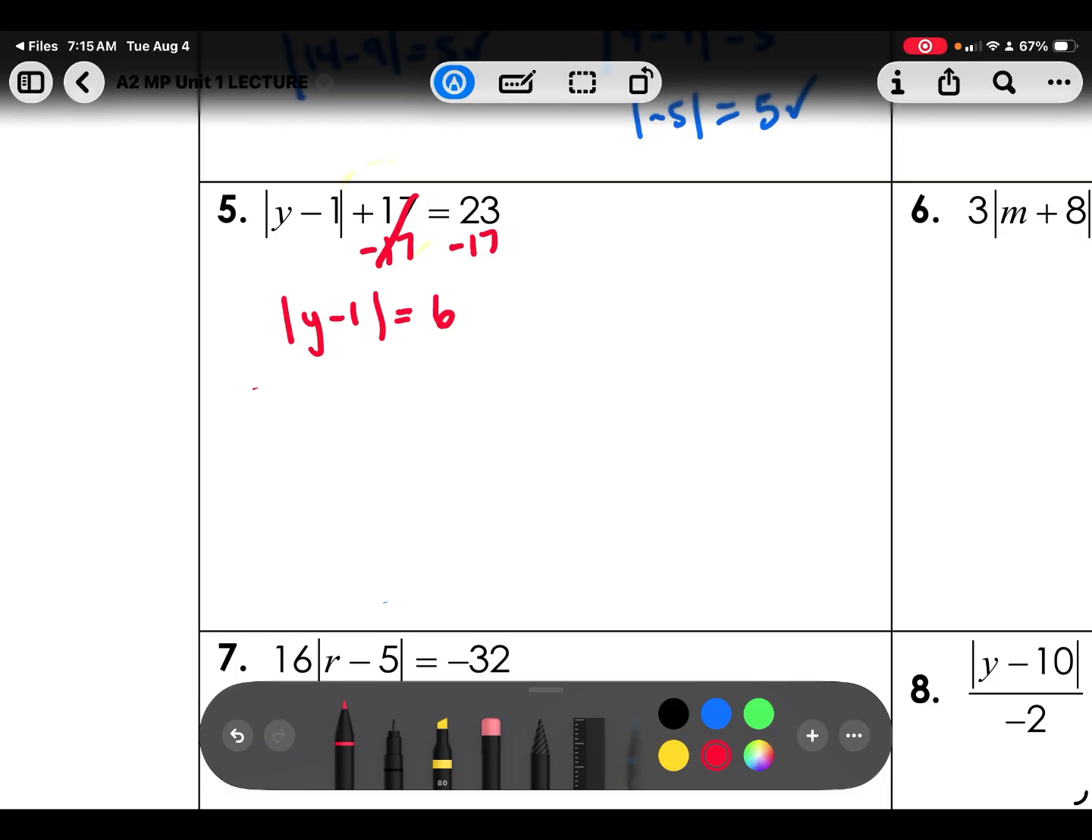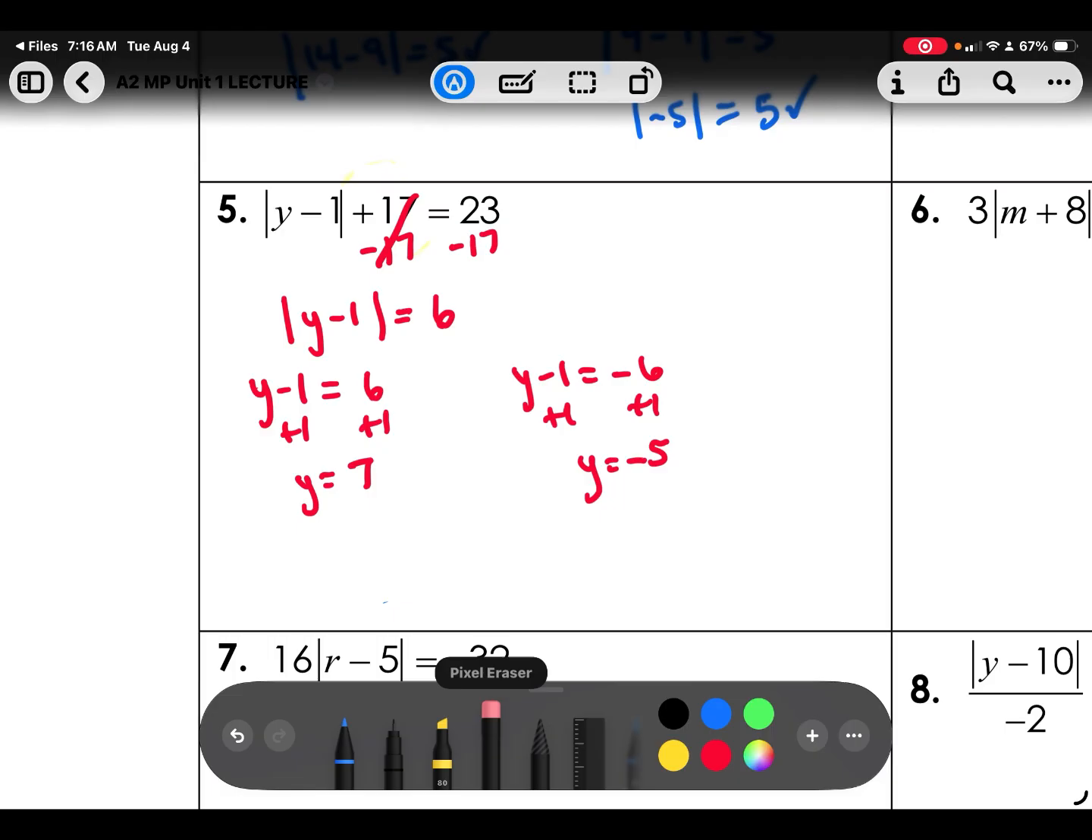So now I'm on to step 2, where I create the two cases. So I'll have y minus 1 equals 6. And for my second case, I'll have y minus 1 equals -6. Now I'll solve both of those, and I'll get my two solutions. So I got -5 and 7. We'll just plug those back into the original. It's always good to go back to your very original just to make sure you haven't messed anything up.